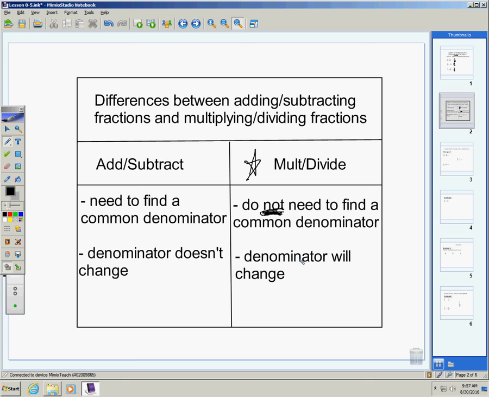So hopefully this is just a review. Just remember, when you add or subtract, you have to have a common denominator. When you multiply and divide, you don't need that common denominator. We can just get right to it.